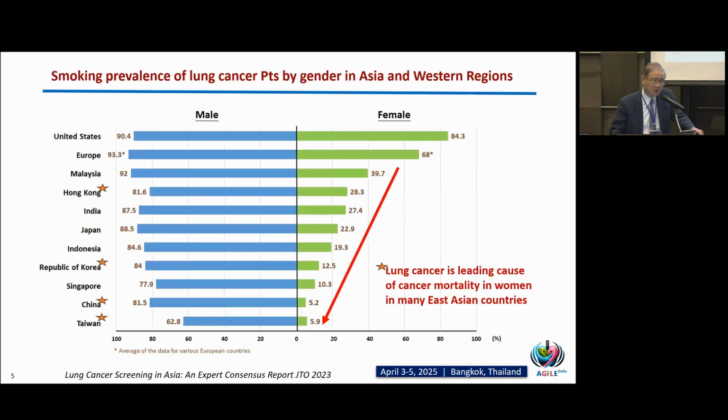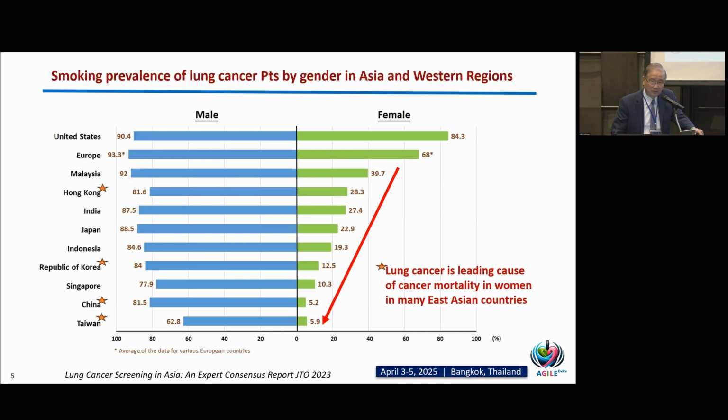But if you look at smoking prevalence and lung cancer by gender in Asia and Western countries, they are quite different. In most Eastern Asian countries, the smoking prevalence in women especially is very low. But in many countries, especially mainland China, Korea, Hong Kong and Taiwan, lung cancer is the leading cause of cancer mortality in women.